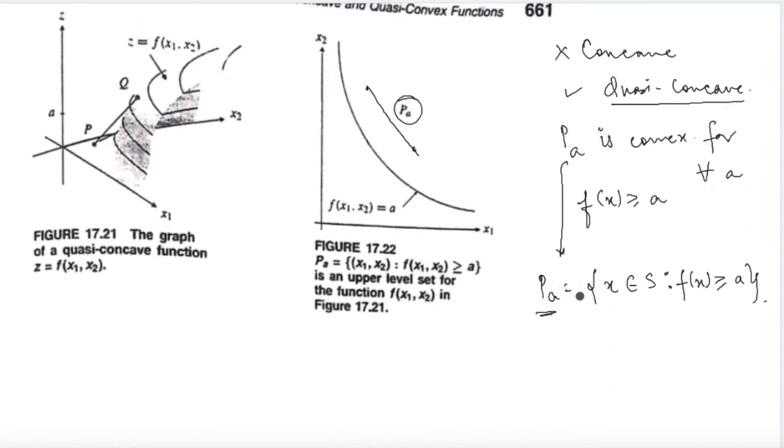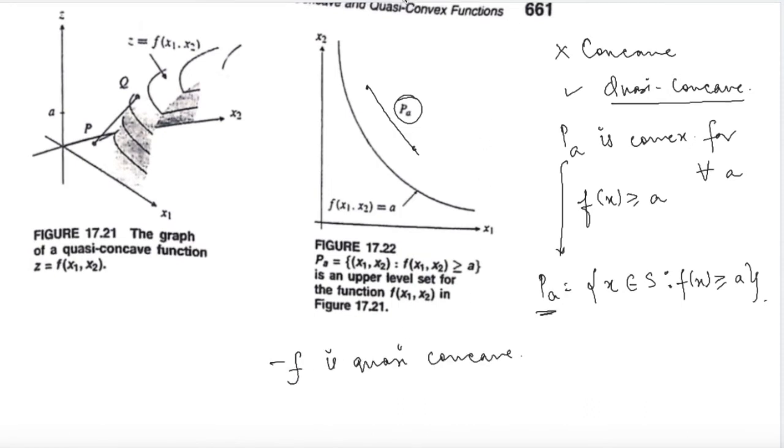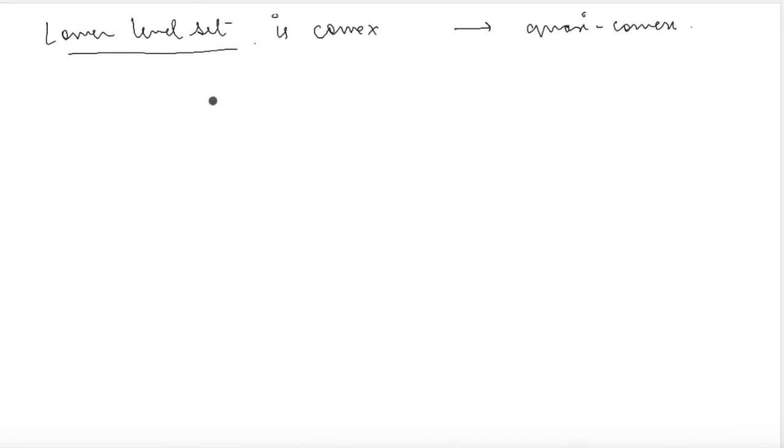If this holds true for all A values, then the function will be said to be quasi-convex if minus of f is quasi-concave, when the lower level set is convex. Just as we have defined the upper level set, similarly we can define a lower level set. So a lower level set, if it is convex for a given function, then the function will be called a quasi-convex function. So the lower level set will be PA, belonging to all x values such that f of x is less than or equal to A. We will call this the lower level set.